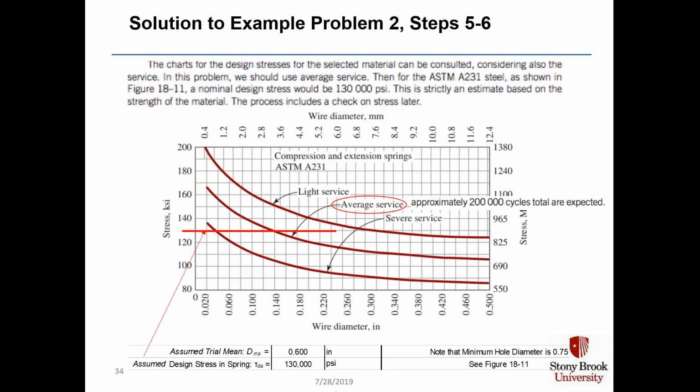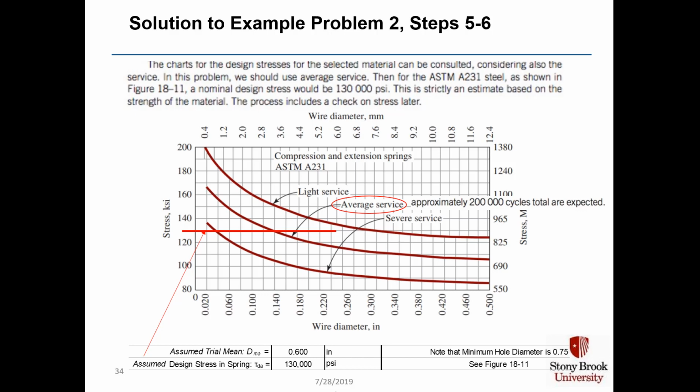We're going to use an average service, which is approximately 200,000 cycles, to estimate a nominal design stress for the spring. And we chose 130,000 psi, which of course is strictly an estimate, and as you'll see soon, a rather high estimate. We'll check the stress later to make sure that the stress is less than the average service stress for the wire diameter we've picked.